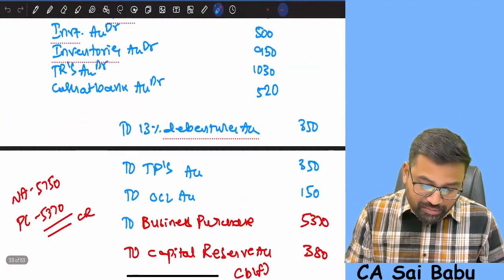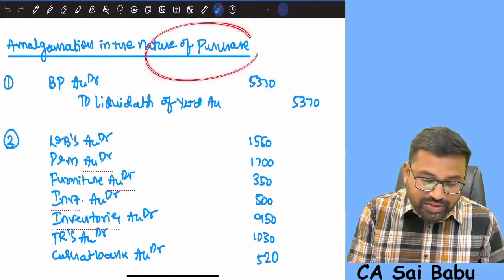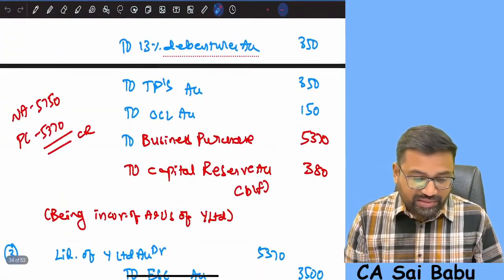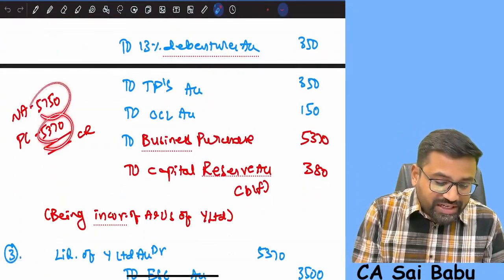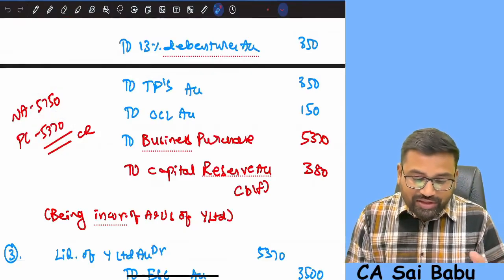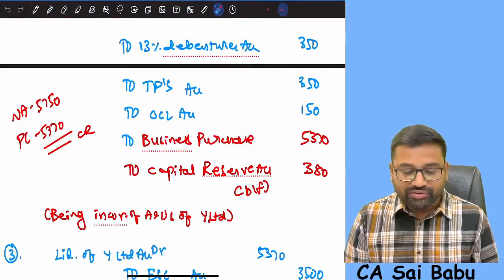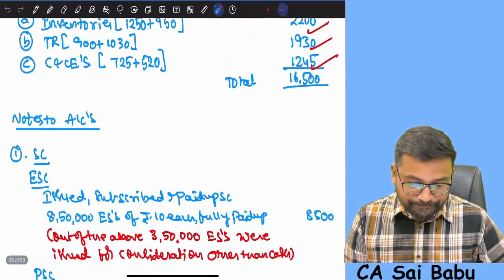Suppose the same amalgamation is in the nature of purchase, we don't incorporate any kind of reserves and surplus. Here we compare PC with the net assets taken over. The difference will be either goodwill or capital reserve. In this case, capital reserve.